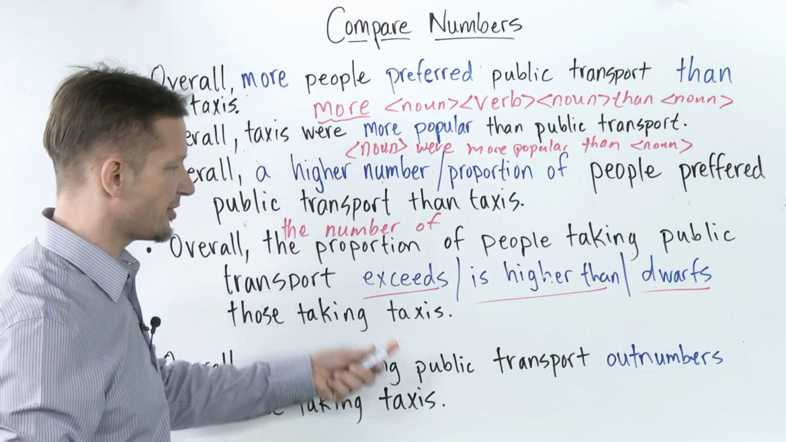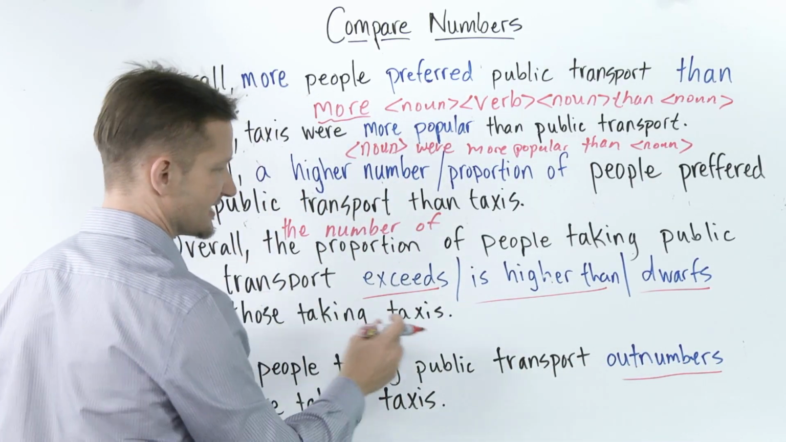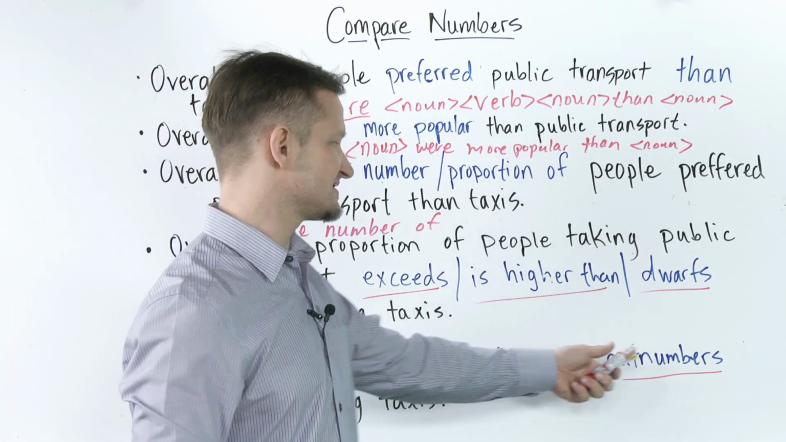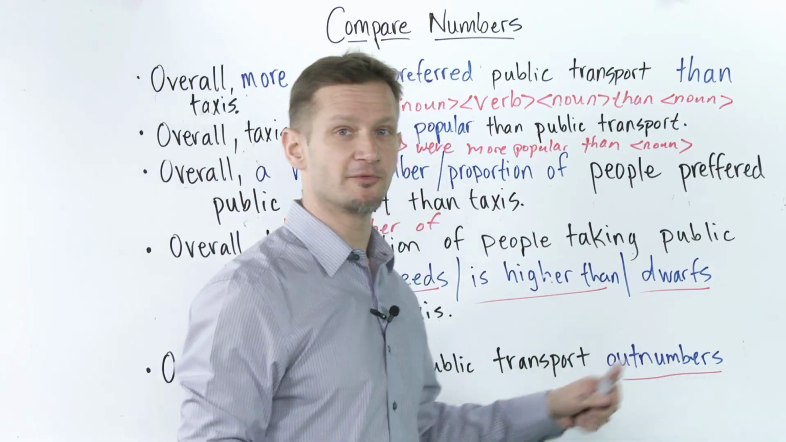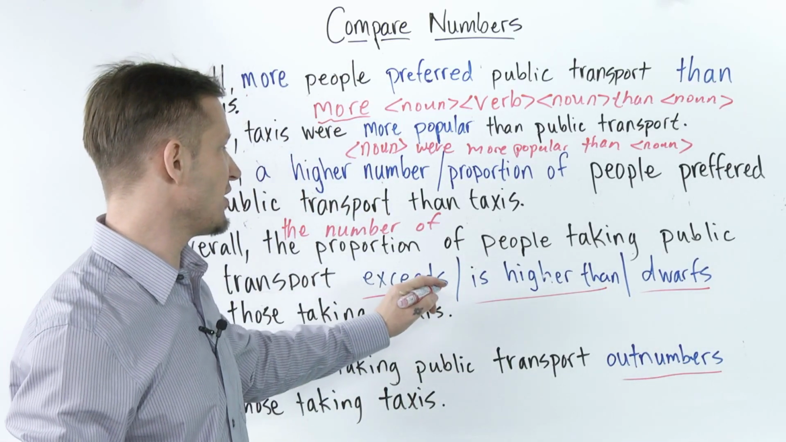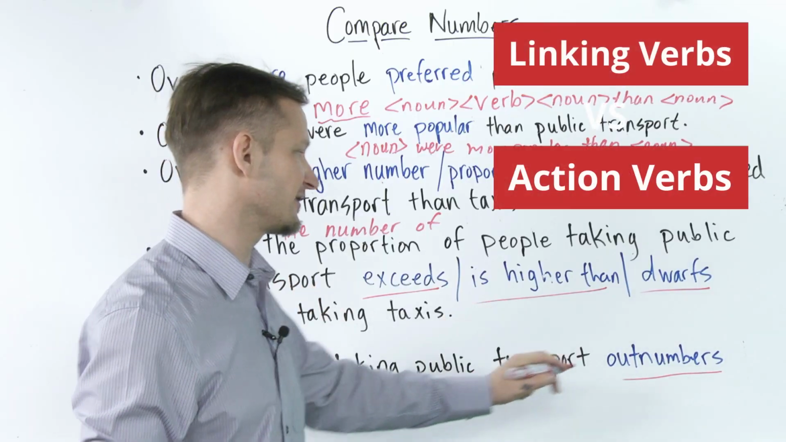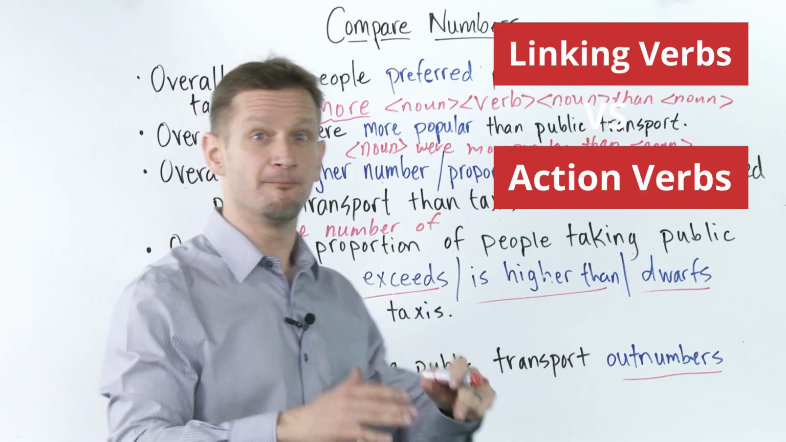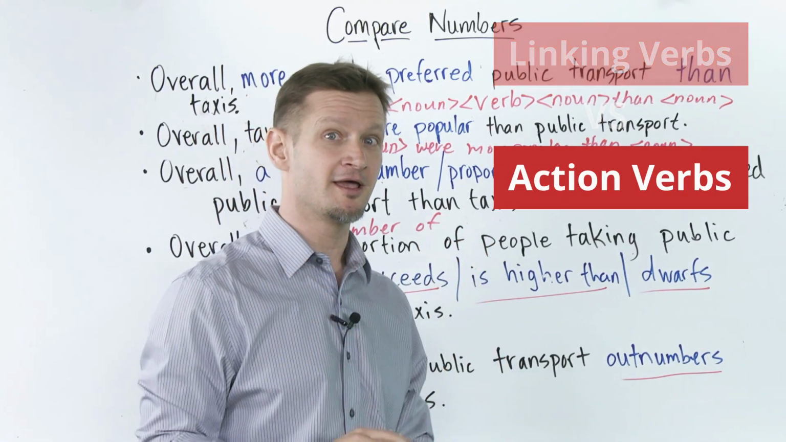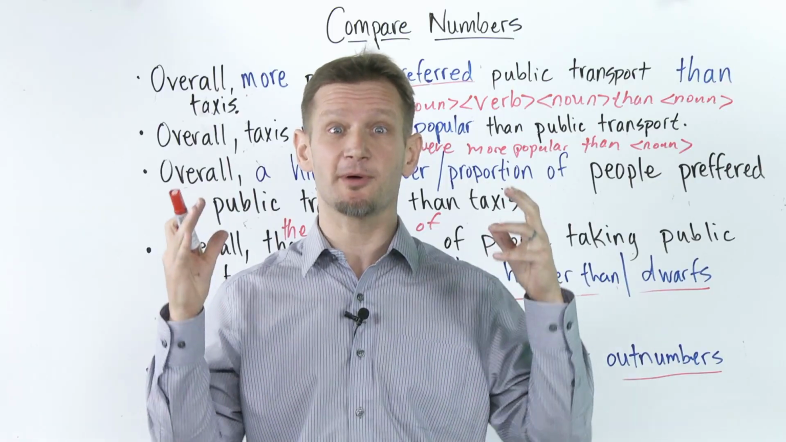Overall, people taking public transport outnumbers those taking taxis. And this is again a much higher vocabulary word than the rest. And if you notice it, it's really a difference between linking verbs and action verbs. Outnumbers, dwarfs, exceeds. These are better, these are higher level vocabulary because they're action verbs and not linking verbs. Okay, let's talk about opposites.